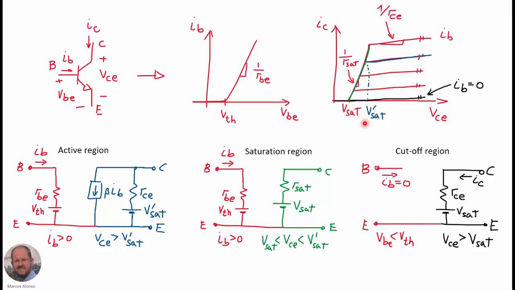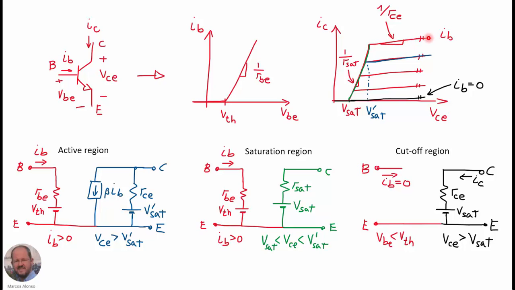Note that the value of V sat prime is different for each curve. So for example, if we select a base current corresponding to this line, the active region goes from this point to the right. If we select this other value here for the current through the base, the active region goes from this point to the right, and so on.